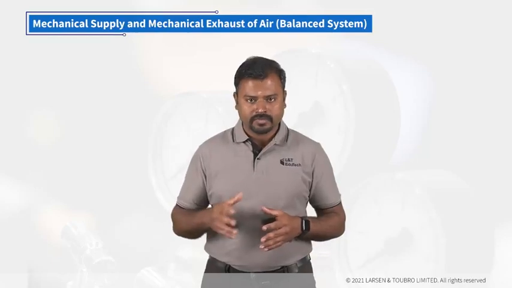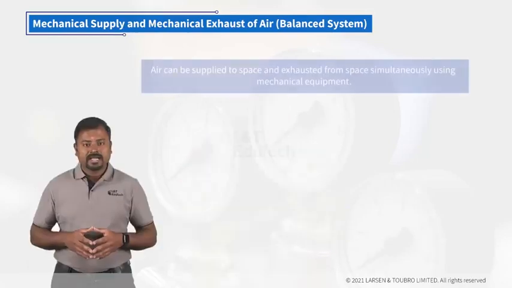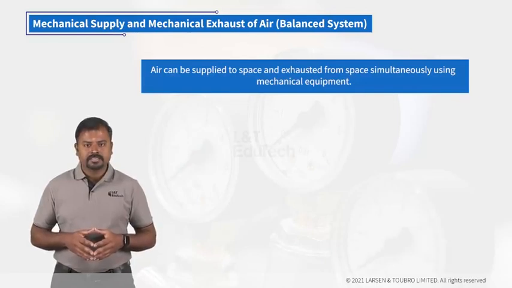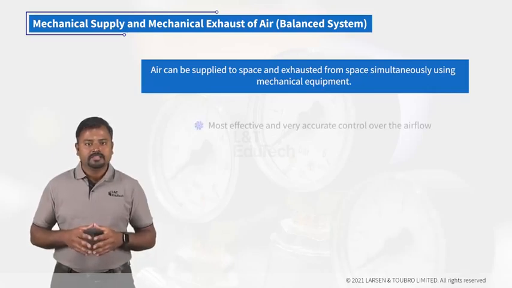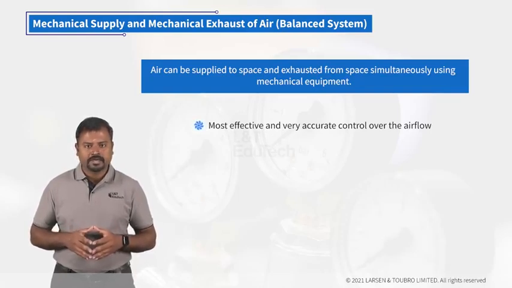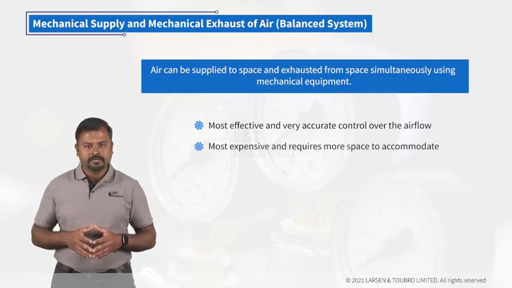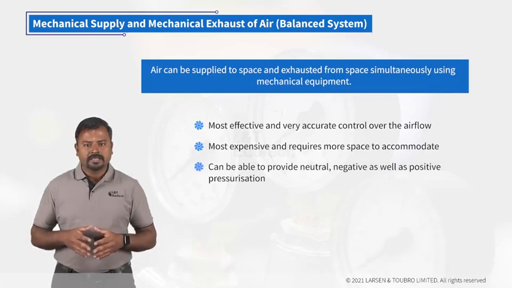Mechanical supply and mechanical exhaust of air, which is a balanced system. As its name suggests, the air can be supplied to the space and exhausted from the space simultaneously using mechanical equipment. This method provides the most effective ventilation and helps us to have very accurate control over the airflow rates. As this requires mechanical equipment for both supply and exhaust, it is the most expensive method and comparatively requires more space to accommodate the fan and ductwork and also consumes more energy. Using this method, we can maintain the space at neutral pressure, positive pressure or negative pressure by changing the airflow rates of the supply and exhaust air streams.